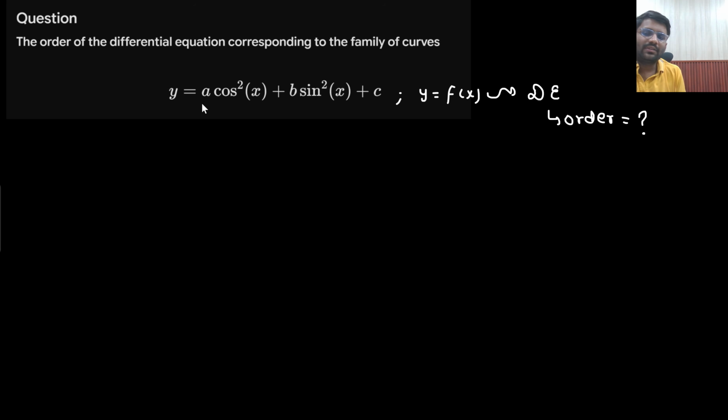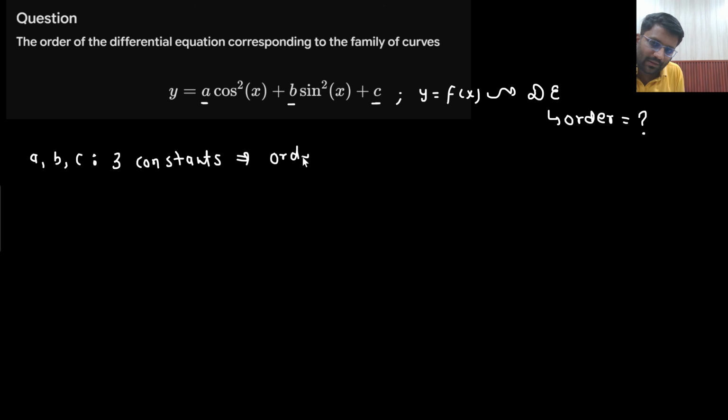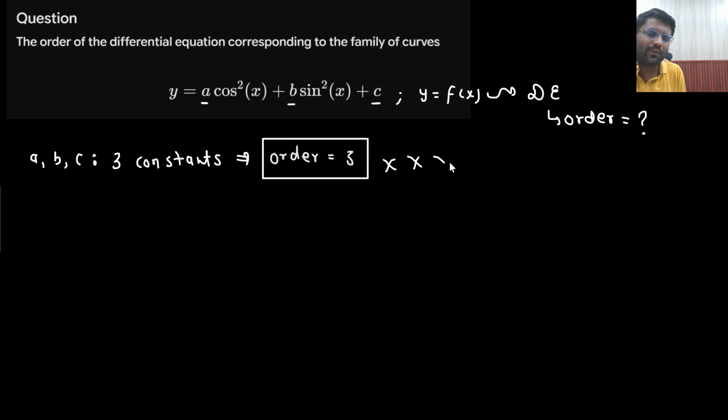So sir, there are 3 variables, a, b, c. No, sorry, not 3 variables. Sorry guys, there are 3 constants. So sir, the order will be 3, and this answer is wrong. Okay, very good level of problem.